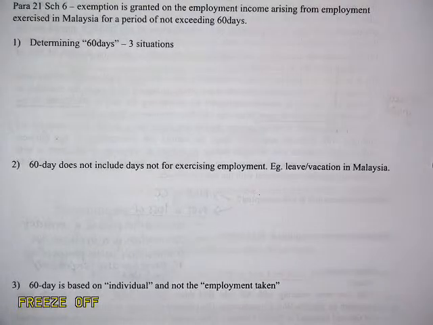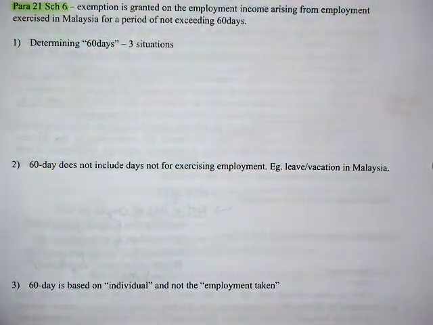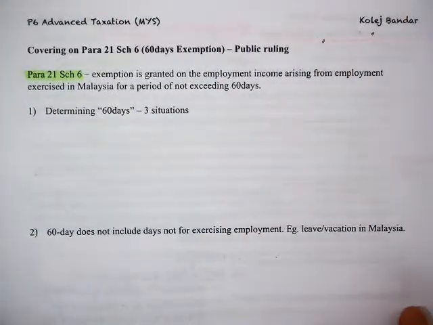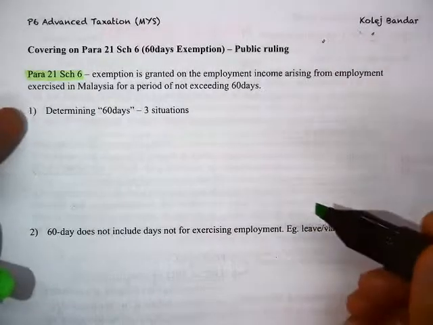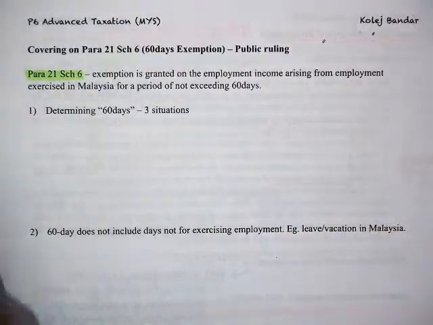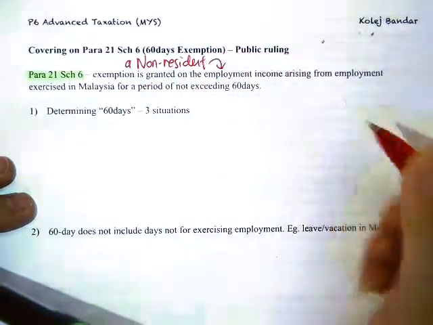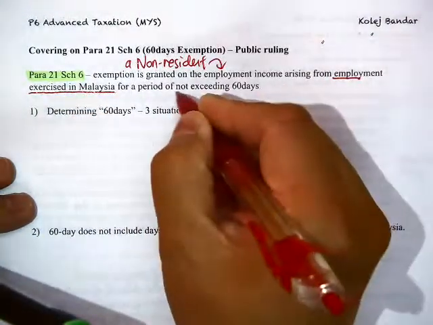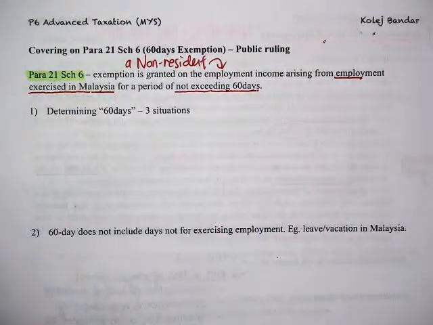Okay, now you see we have this thing called Para 21 Schedule 6, the 60 days exemption, which I touched on a bit when we mentioned DTA. Alright, so we're now going backwards. Look at this. The whole idea of Para 21 Schedule 6 is very simple: if you are a non-resident, and if you exercise employment in Malaysia for not exceeding 60 days, then your employment income will be exempted.